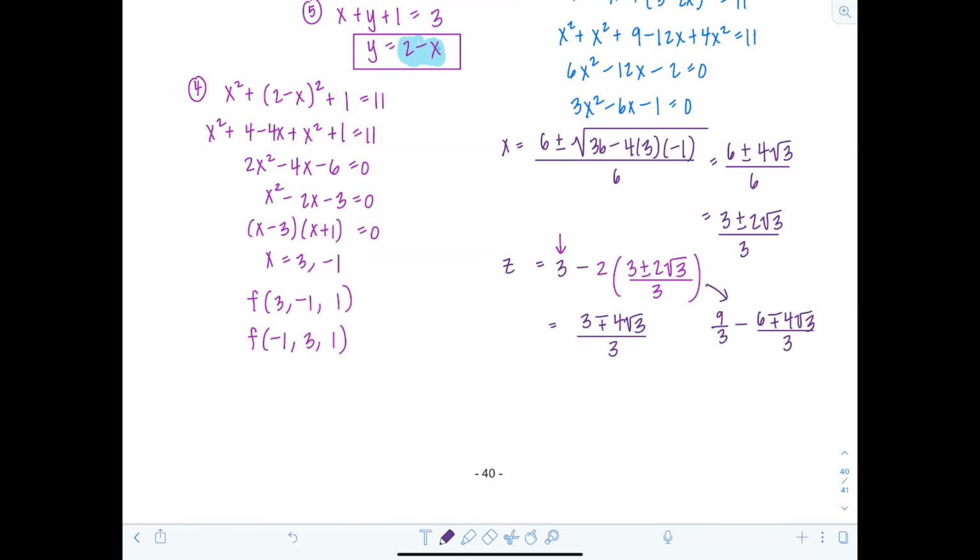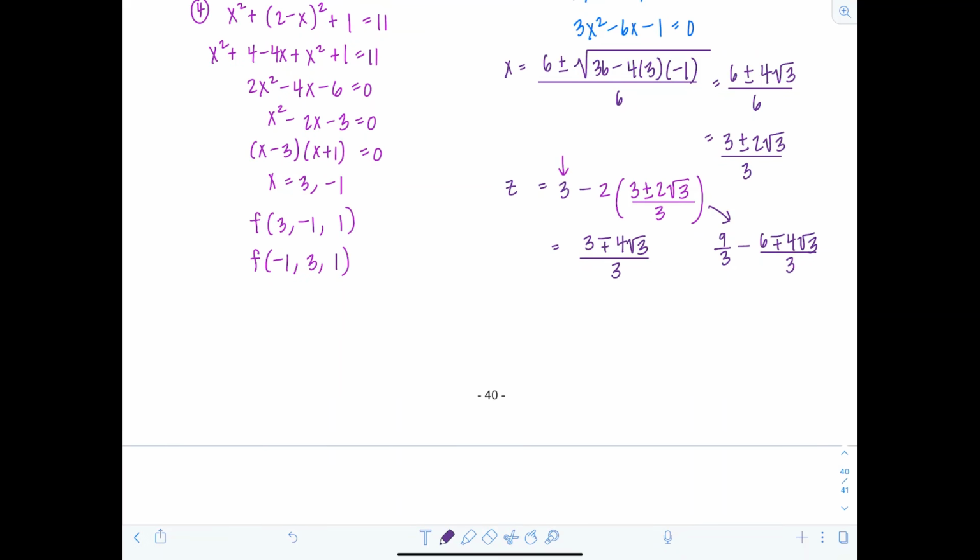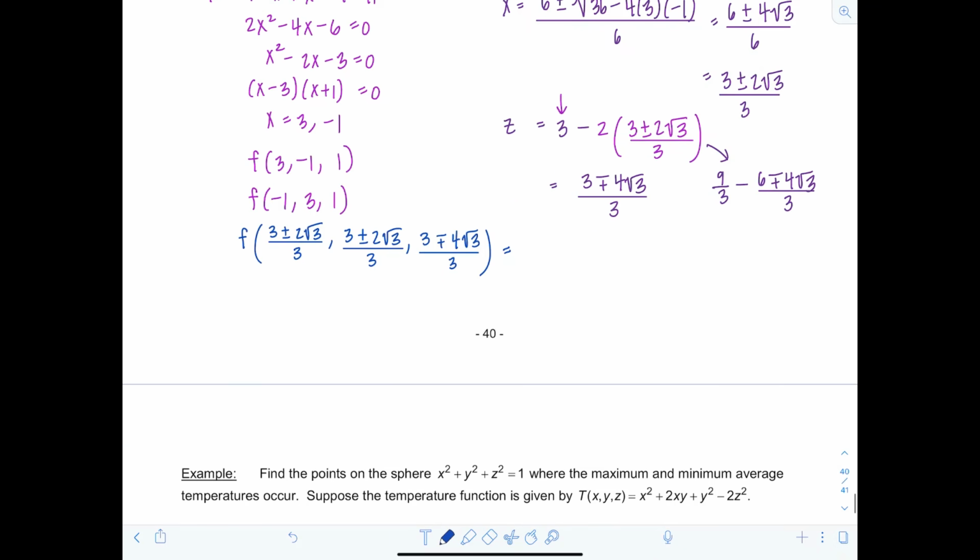Okay, so I have 2 more points to evaluate the function at. Let's list them out. Here we go. So I have f of, now since x is equal to y, 3 plus or minus 2 rad 3 over 3, 3 plus or minus 2 rad 3 over 3. And then remember, z had the opposite sign. So 3 minus plus 4 rad 3 over 3. All right, so don't worry, I did this already. This comes out to 91/3.